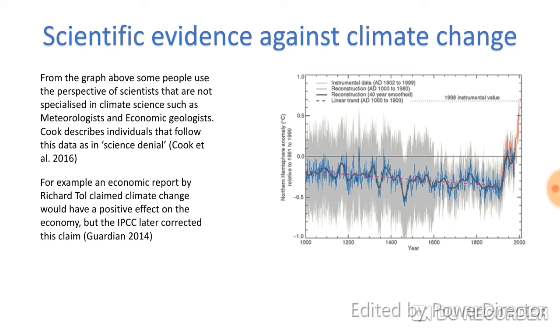From the graph above, some people use the perspective of scientists that are not specialised in climate science, such as meteorologists and economic geologists. Cook describes individuals that follow this data as being in science denial, Cook et al. 2016. For example, an economic report by Richard Tol claimed climate change would have a positive effect on the economy. The IPCC later corrected this claim and removed him from their report due to his failure to use correct data in his investigation.